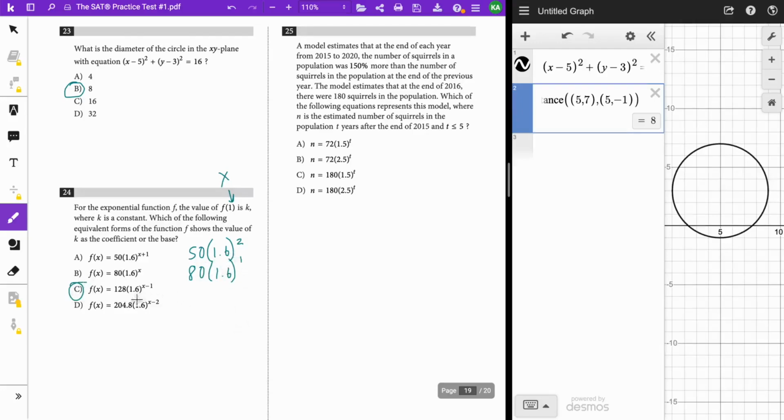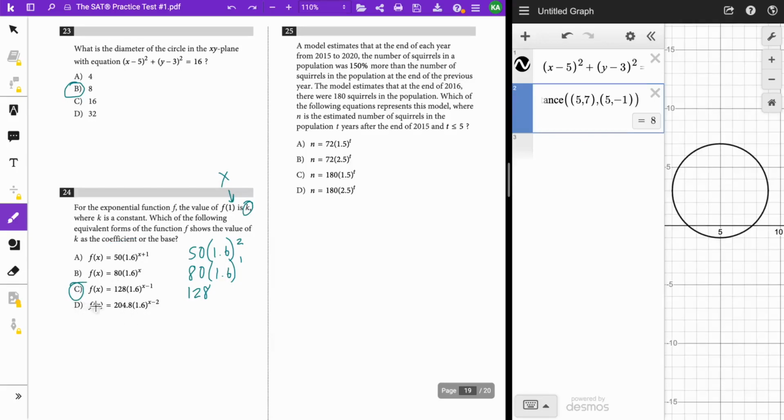But C is really, really nice because we end up getting 1.6 to the 1 minus 1 power, right? If we plug in 1, we're going to get 0 as the exponent. 1.6 to the 0 is 1. So this is just going to simplify to be 128. And so that turns out to be our k value that we were looking at, where k is the coefficient in the front of that equation. Okay, so this turns out to be the answer.